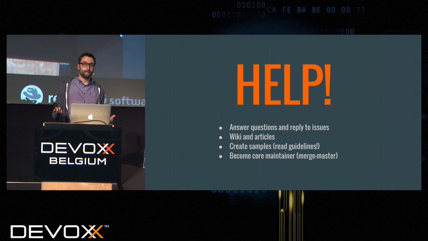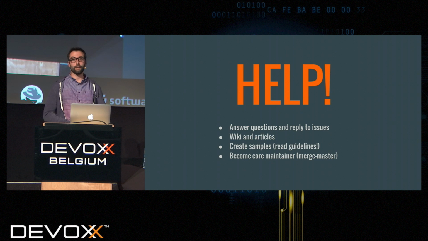It's very easy to just chip in and answer questions that somebody can have, and there's a lot of them in the issue list. You can help with wikis and help with articles. It's very easy to go and create samples. There are guidelines on how to create a new sample and how to contribute.